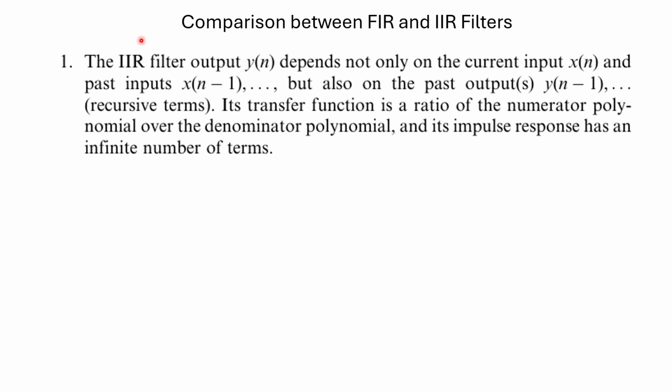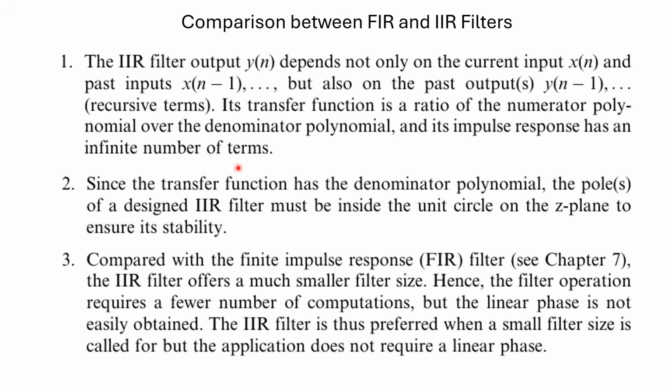So the IIR filter output y depends not only on the current input but the past inputs, that is x(n minus 1), right? But also on the past outputs, that is y(n minus 1), and its transfer function is the ratio of the numerator polynomial over the denominator polynomial, and its impulse response has an infinite number of terms. Since the transfer function has the denominator polynomial, the poles of the IIR filter must be inside the unit circle.